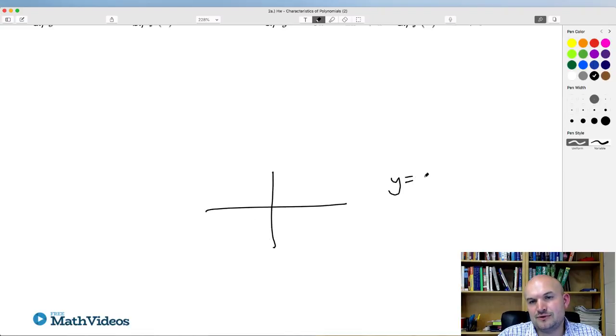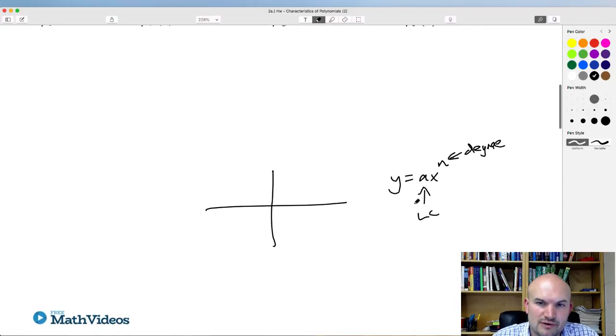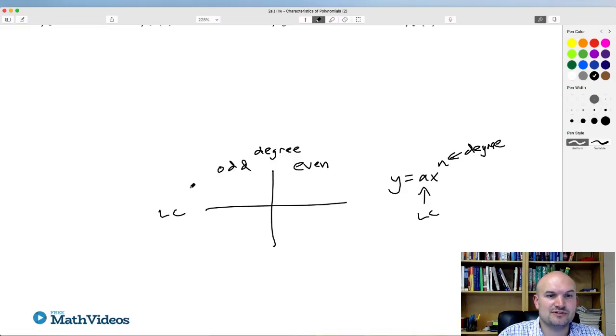So when we had y equals a times x to the n, okay? A was our leading coefficient, and n is our degree. So we have our degree, and it's either even or odd. And then our leading coefficient is either going to be positive or negative, okay?